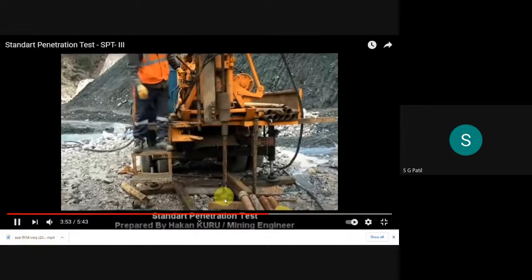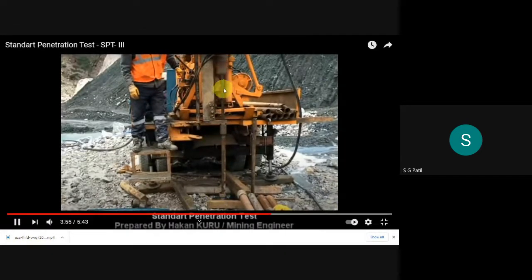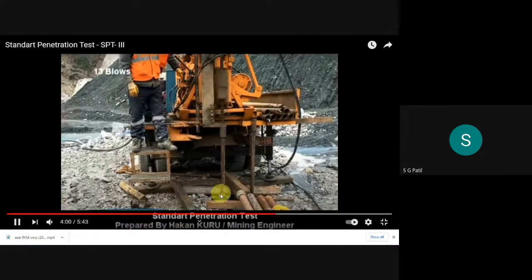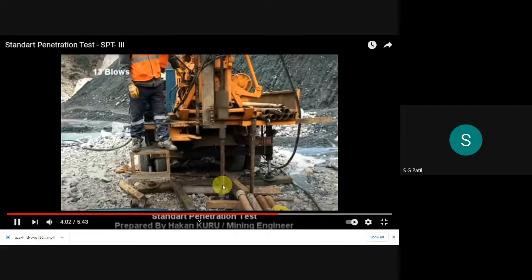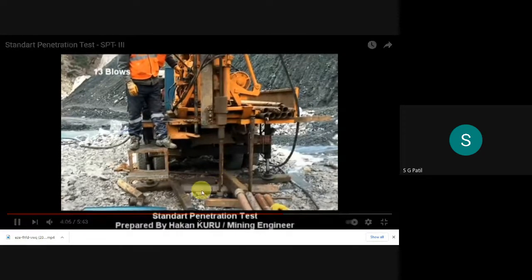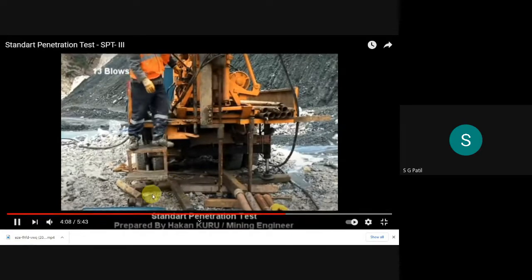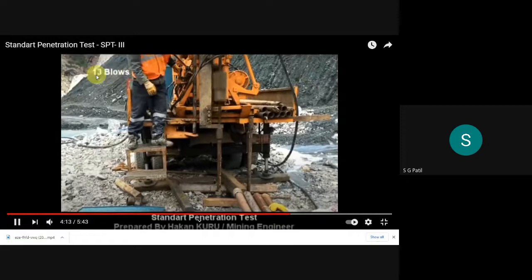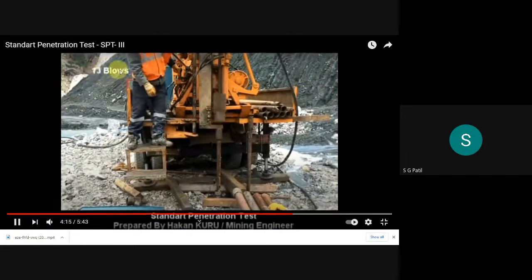See, it is offering a lot of resistance for the penetration. So that's why it is taking more number of blows. See, almost one marking is already penetrated inside. Then he will count again for the next 15 centimeter. For the first 15 centimeter penetration, 13 blows are required. Can you see the 13 blows they have written here?